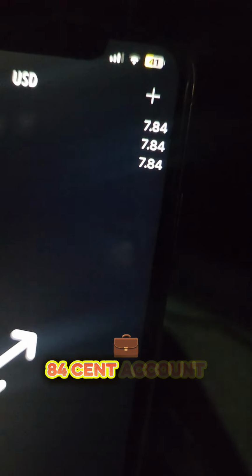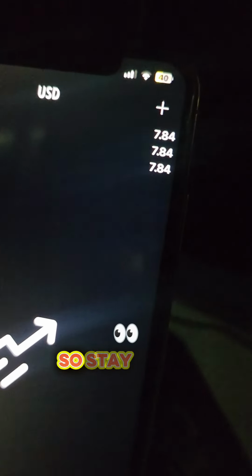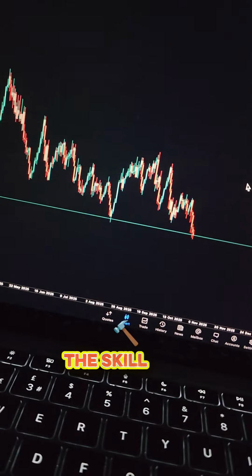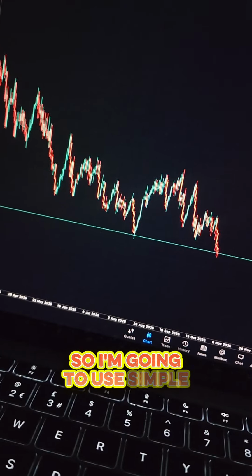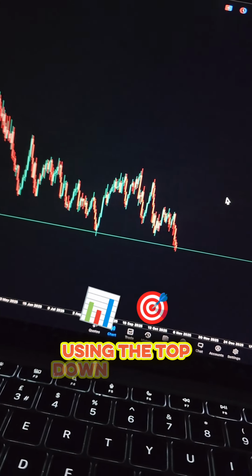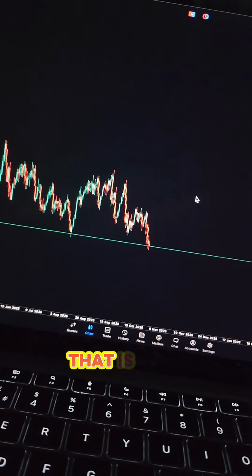Okay, welcome to this exciting video where I'm going to trade this $7.84 account. So stay tuned and watch the video to the end so that you don't miss out on the skill and prowess of managing a very small account. I'm going to use simple price action using the top-down analysis strategy that is very useful.